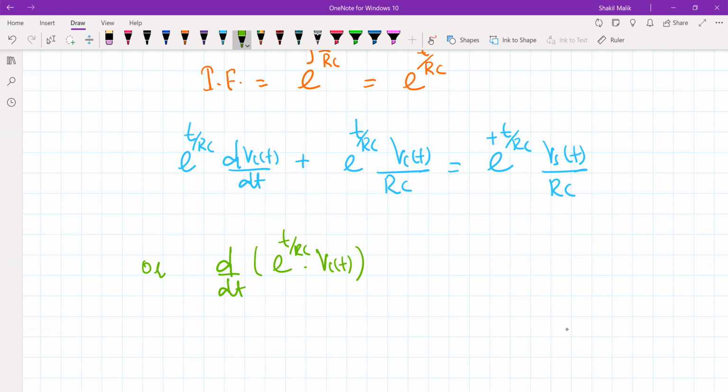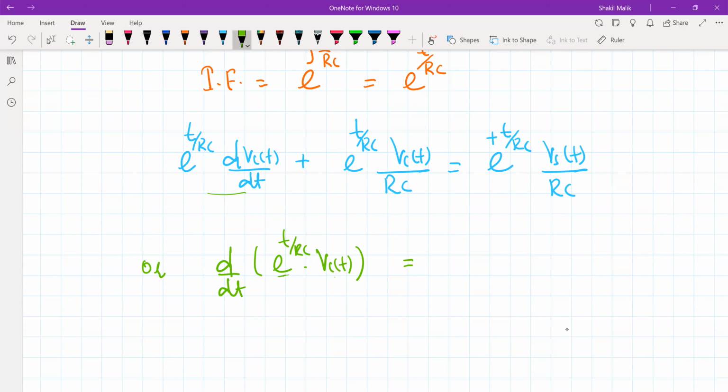Have a look at this. If we use the product rule of differentiation, the first term stays as such, then we differentiate the second, and then the second stays as such while we differentiate the first. What is the differentiation of e to the power t by RC? It is e to the power t by RC divided by RC. So this will give you back this.